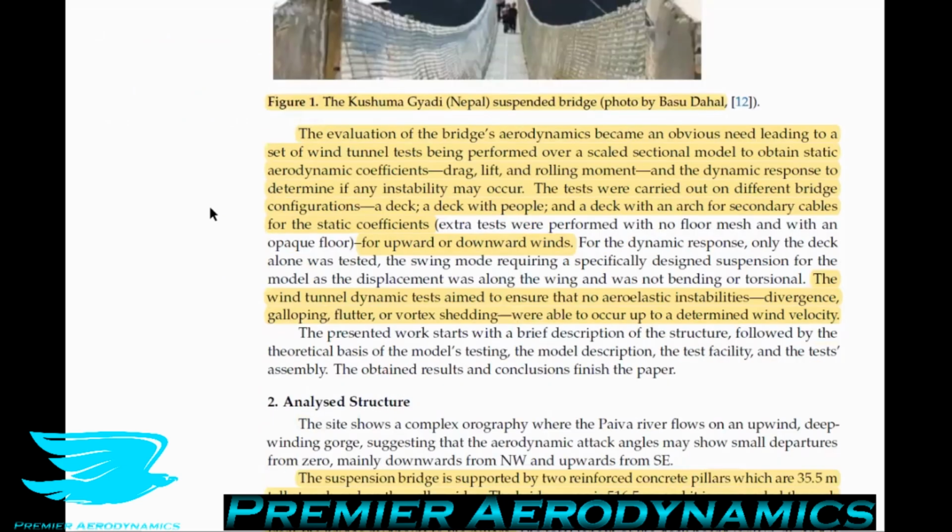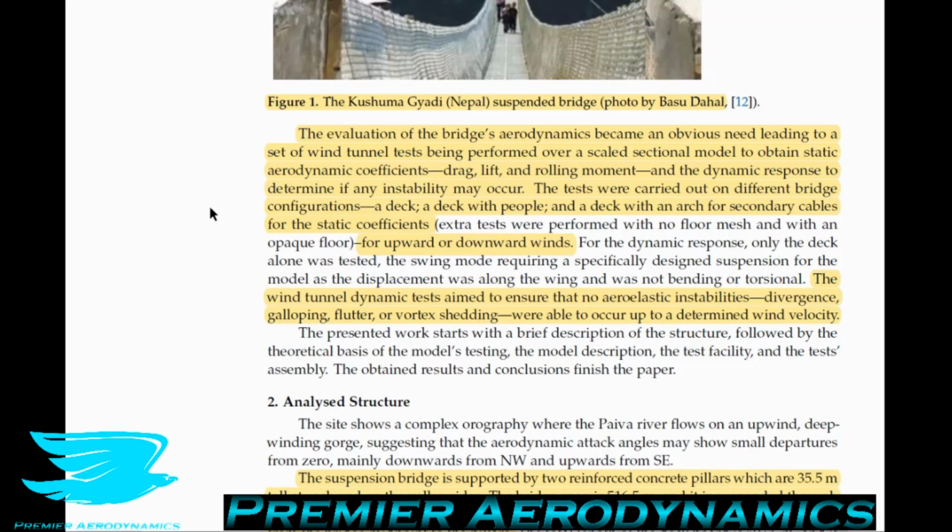whether it's safe. So the evaluation of the bridge's aerodynamics became an obvious need, leading to a set of wind tunnel tests performed over a scaled section model to obtain static aerodynamic coefficients such as the drag, lift, and rolling moments, and the dynamic response to determine if any instability may occur.